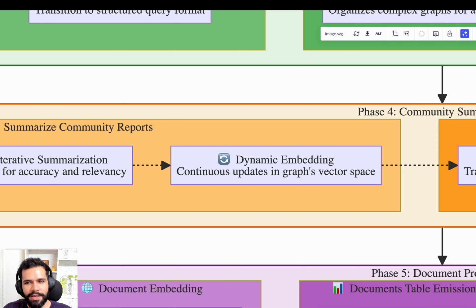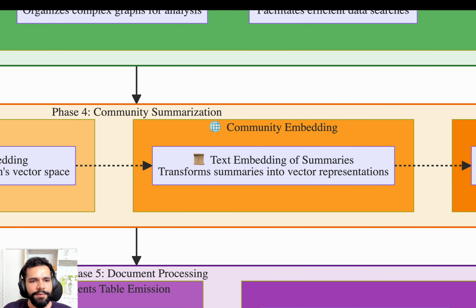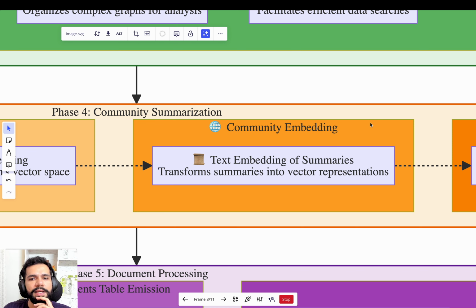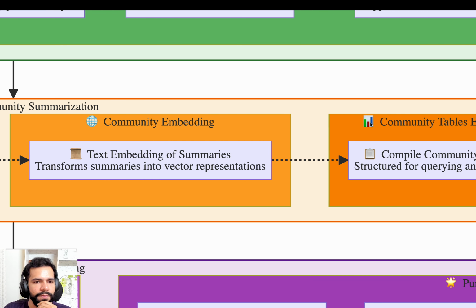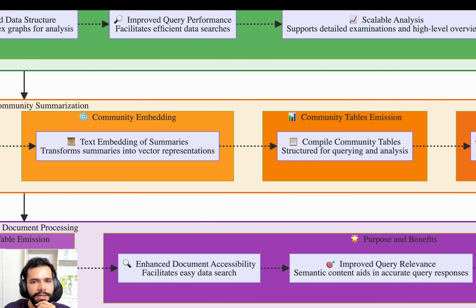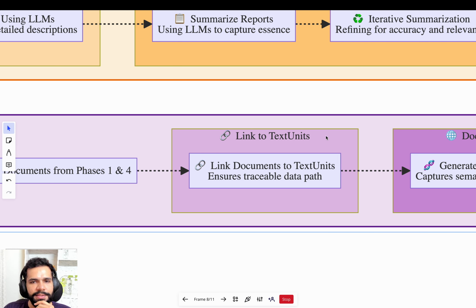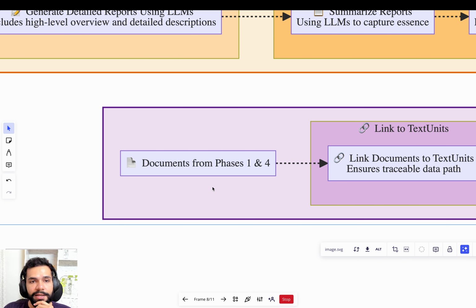Phase 5, which is document processing. It's a unique one, as you might see. We don't have the arrow for it, but the documents from phase 1 and 4 combine together. The phase 1 documents, which were text tuples, text chunks, are coming back now in the last phase. Why are they coming back?